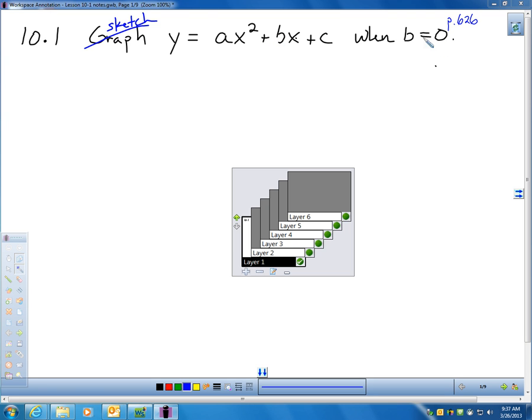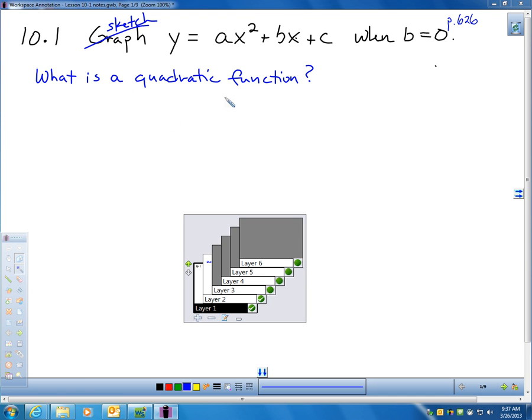It's just that in section 10.2 we will have a b value. In section 10.1, since b is 0, it wipes this out and it leaves us with y equals ax squared plus c. That's why I want to refer to it in this way. We're graphing this equation, or actually sketching it, when b is 0. So let's talk about this chapter, entitled Quadratic Equations and Functions.